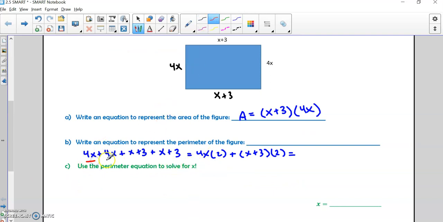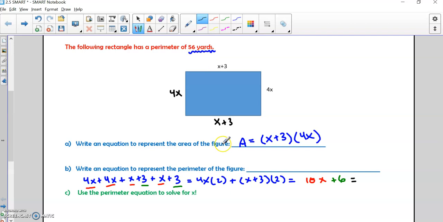These 4x's and these x's can combine to make 4, 8, 9, 10 x's. And then our numbers, 3 and 3, combine to make 6. And the thing is, we know that our perimeter was 56, so we can set those equal to 56. So our final equation is 10x plus 6 equals 56.